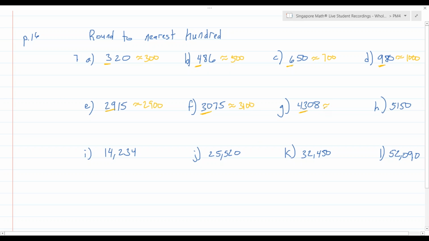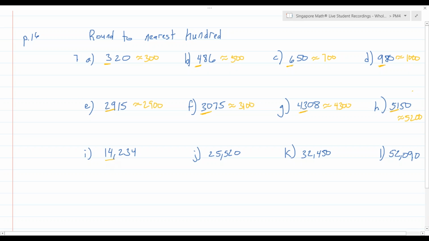4,308 would round to be 4,300. If you haven't already done these, maybe at least say it out loud before I write it so you can make sure you're thinking the right way. 5,150 would round to be 5,200.